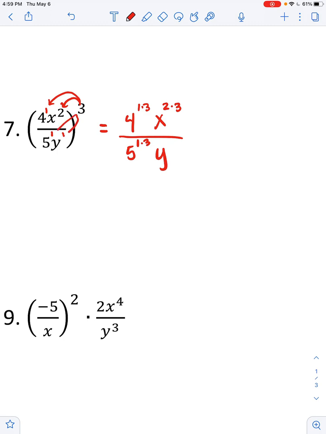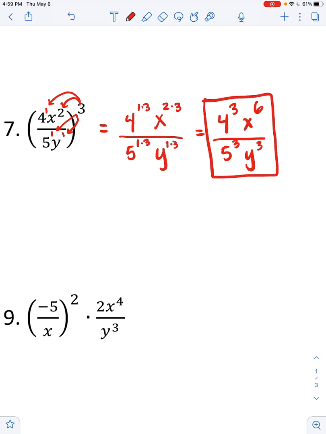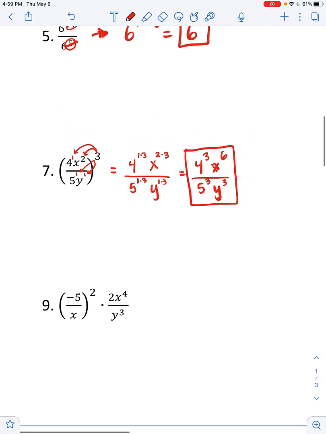And this 3 is getting multiplied by all the powers in there because of the parentheses. It's getting distributed basically to every single power. So you don't have to write the 1s. I'm just showing you. So this would turn out to be 4 to the 3rd. X to the 6th. I'm just going through and multiplying the powers I wrote out. 5 to the 3rd and y to the 3rd. I do not have any letters repeating. I have an X and a Y. And then I can just leave this as is. I don't have any bases that are the same. This has a base of 4, base of 5, base of X, base of Y, no repeats. There's nothing else I can do.